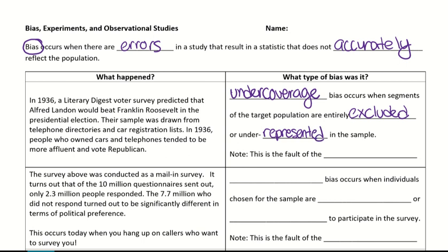And take note that this is the fault of the researcher. The Literary Digest messed up here when they did their poll because they didn't survey all voters. They only surveyed people who own cars and telephones. And in 1936, that was a limited group. So the first type of bias is undercoverage bias.